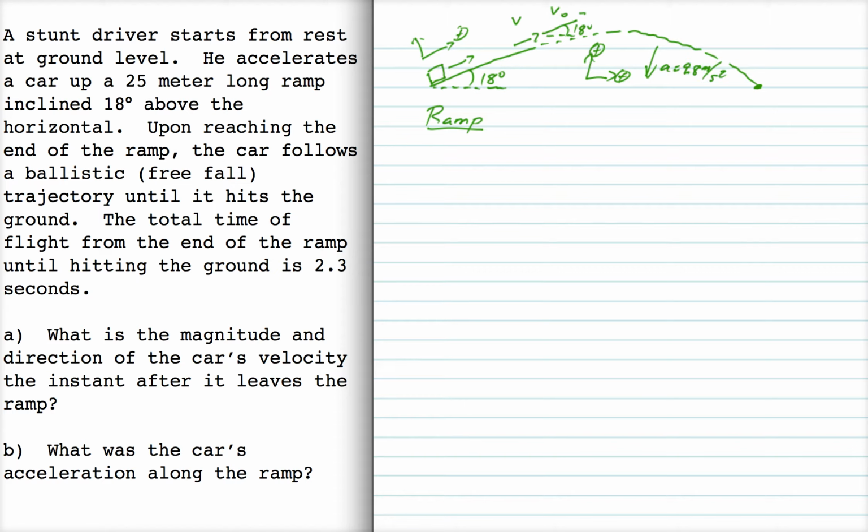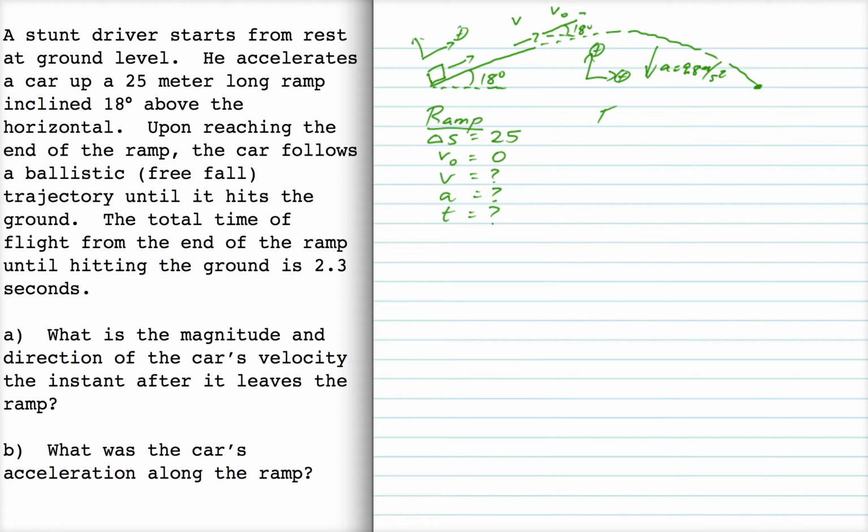Okay, so along the ramp, if we are using the coordinate system that's parallel to the ramp, we're given that the distance that the car travels along the ramp is 25 meters. We're also told that the car starts at rest. We don't know the final velocity, we don't know the acceleration, and we don't know the time. So we're kind of stuck there.